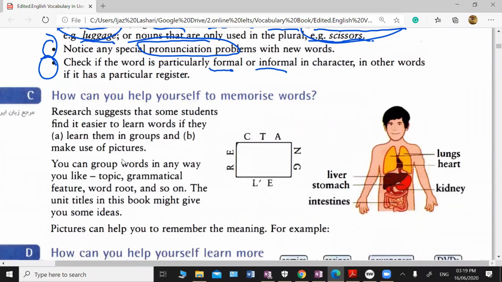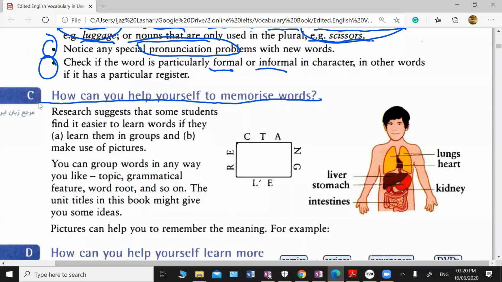So I'm sure, Anis, it was kind of a revision for you. How can you help yourself memorize words? Now, I'm sure you all will be having this question in your mind. So the first thing it says here, research suggests that some students find it easier to learn words if they learn them in groups and make use of pictures. That means when you look at the word, you have an image in your mind. If you don't see the image, you create an image in your mind.